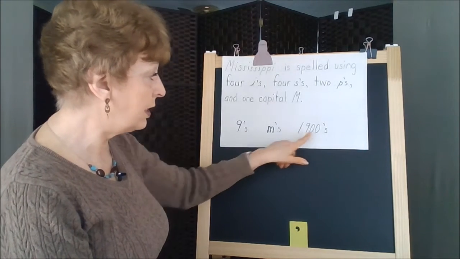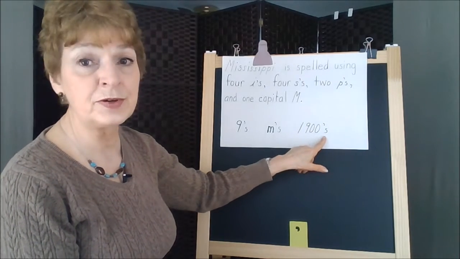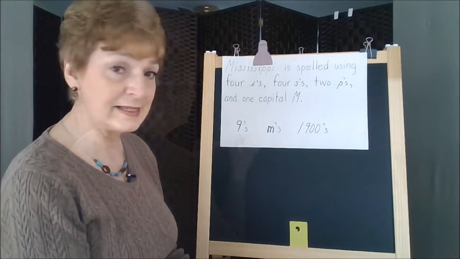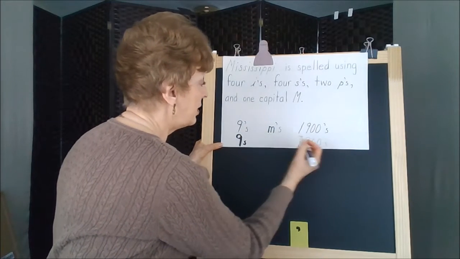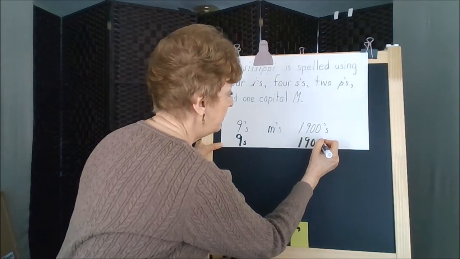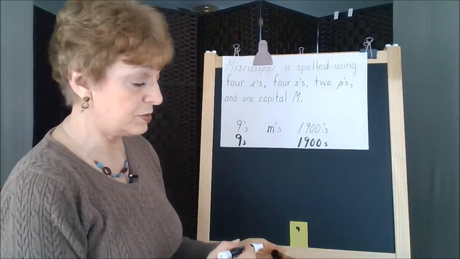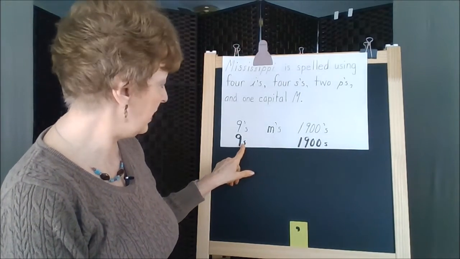Here's another example. Dates, 1900s, perhaps. In the 1900s, the clothing looked different than it does today. This is also acceptable without the apostrophe. So you have your choice, really, of putting the apostrophe in or leaving it out.